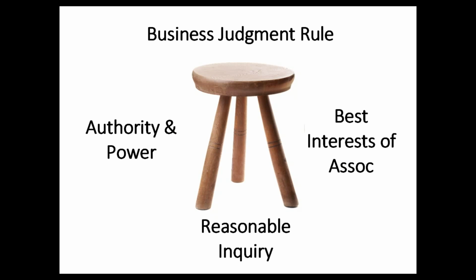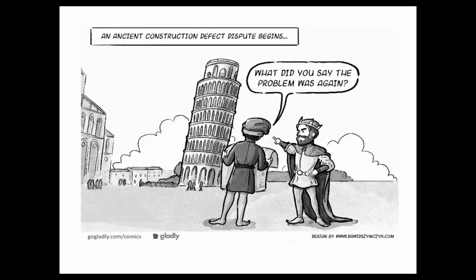Then the third leg, so to speak, of the business judgment rule is that the board must have the authority and power to make the decision. In other words, they have to do it in good faith. And that authority and power comes from the governing documents and or from state law. So really success in this context means that the board is acting reasonably in terms of managing the affairs of the association pursuant to the governing documents, the business judgment rule, and state statutes.